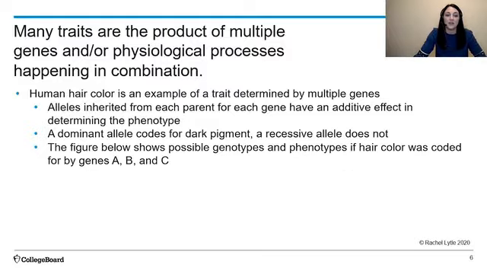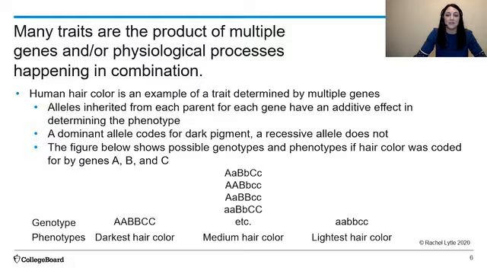The figure below shows possible genotypes and phenotypes if hair color was coded for by, let's say, genes A, B, and C. So you can see the possible genotypes here. If you are going to have a phenotype of the darkest hair color, that means you would have all 3 genes with all of the alleles as dominant alleles coding for dark pigment. So that's the darkest hair color possible. On the opposite end, if you had all of the recessive alleles for all 3 genes, that would result in a phenotype of the lightest hair color because the recessive allele does not code for dark pigment.